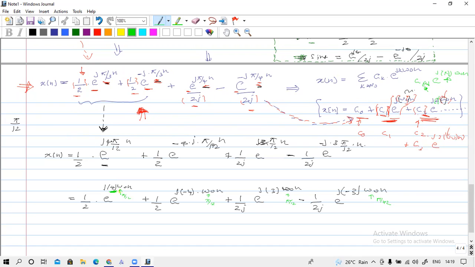So this is equal to cn. Here it is C4. What is this term? Here the value is 4, that means the k value is 4. That is, here we have C4, and here you have C minus 4, correct? And here you have C3. And what is here? What is the value of the coefficient here?